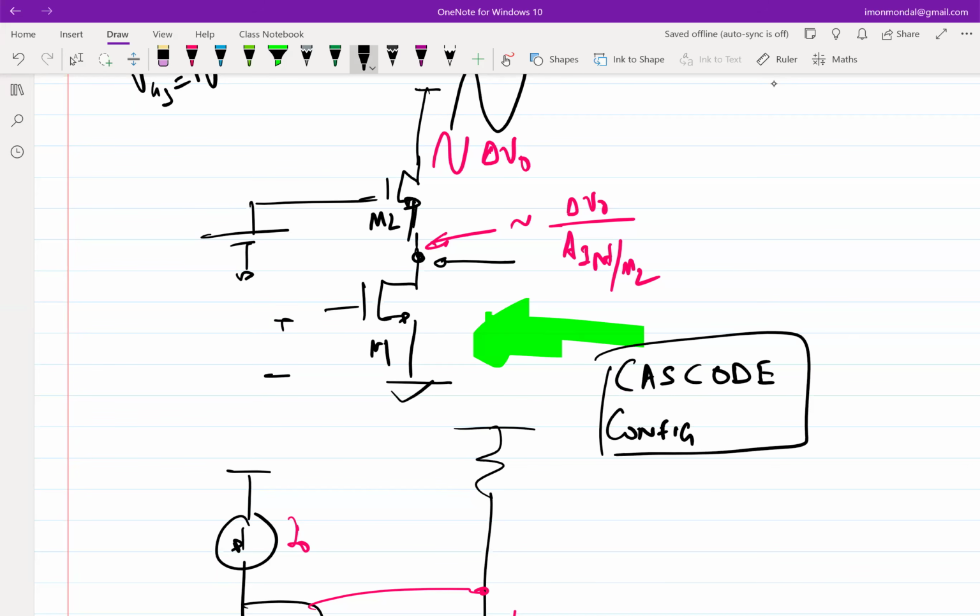Not to be confused with cascade, cascode with the O in between, right? So, this transistor on top is called a cascode transistor. Okay, so it serves two purposes. One purpose will be very clear. We have been arguing on it for a while now.